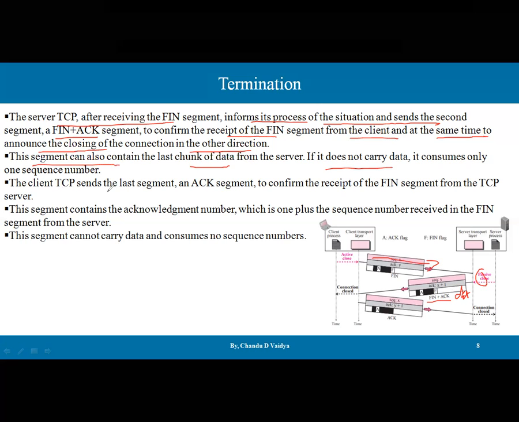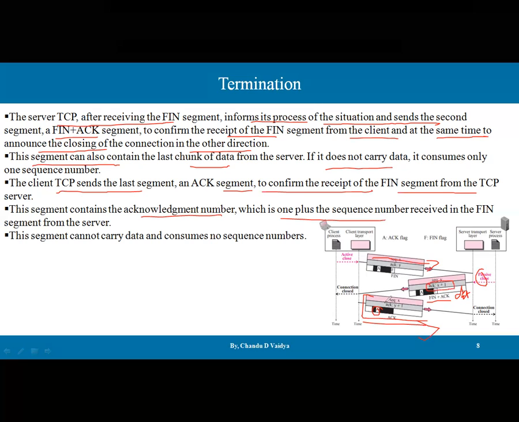The client TCP sends the last segment to confirm the receipt of the FIN segment from the server. This segment contains the acknowledgement number. Here the acknowledgement flag is set, and the acknowledgement number is 1 plus the sequence number received in the FIN segment. Let's say here the acknowledgement is x plus 1 of the previous one.